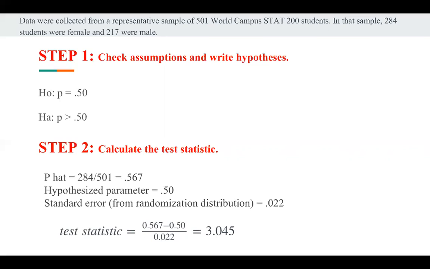From a randomization distribution, we got a standard error. I didn't show it here, but I got it from a distribution in StatKey. So our standard error here is 0.022. And then to find our test statistic, we take p-hat minus the hypothesized parameter, and then divide that by the standard error. Here our test statistic is 3.045.